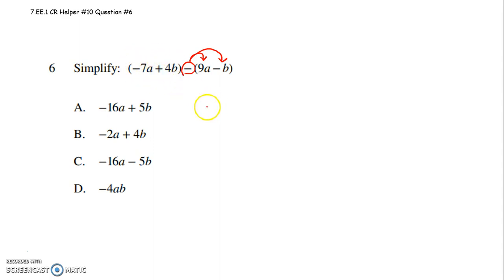So your first expression just remains the same, negative 7a plus 4b. And once we distribute the negative through, negative times 9a would be negative 9a. Then you see negative times a negative. Negative times a negative becomes a positive. Or you could think about it as minus a negative b. What does minus a negative become? Minus a negative becomes plus. And we still have our b there.